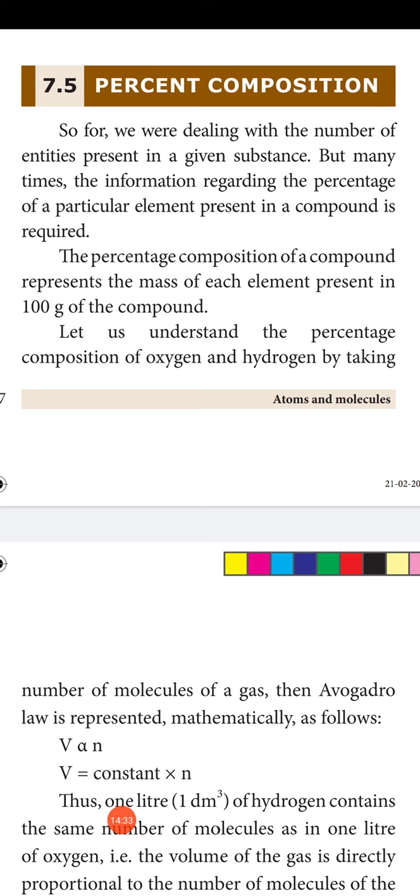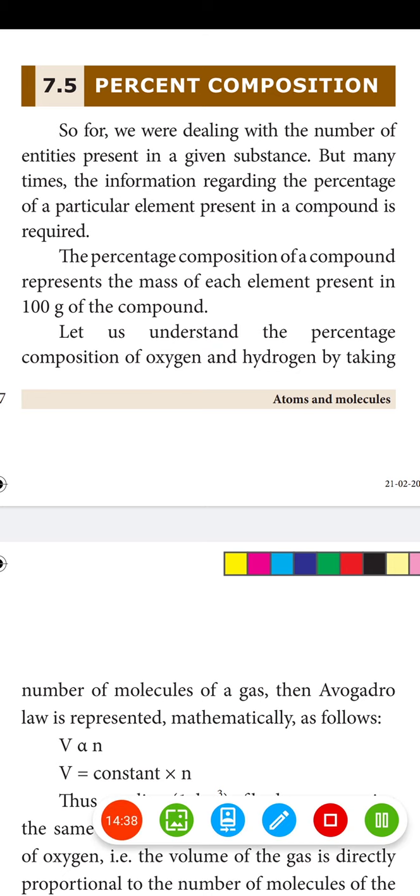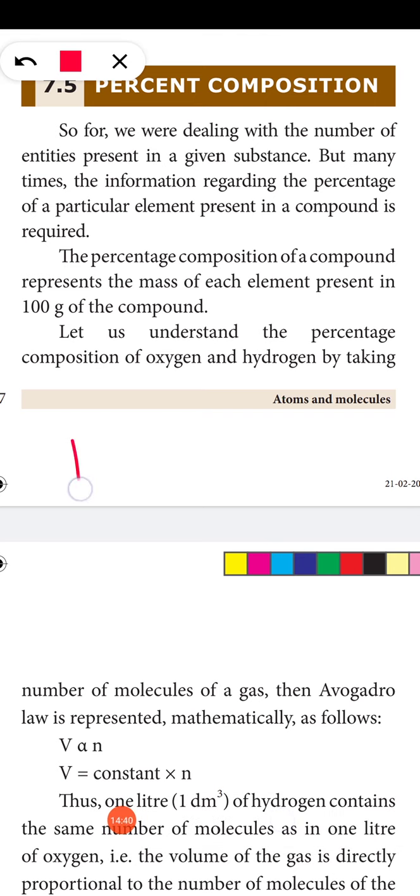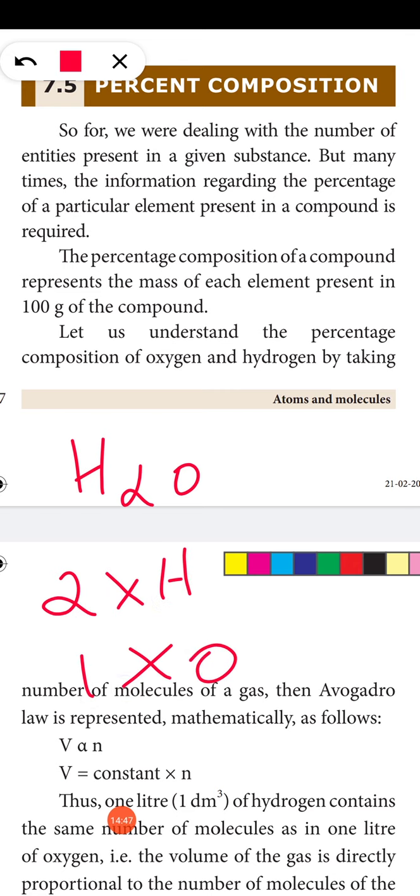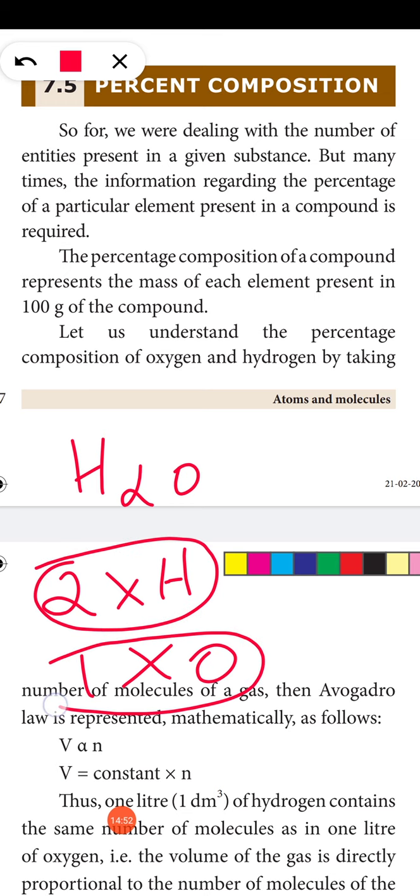For example, water. Water contains 2 atoms of hydrogen and 1 atom of oxygen. So H2O is made up of 2 atoms of hydrogen and 1 atom of oxygen. Now calculate the composition of hydrogen and oxygen present in water. How much percent oxygen is there and how much percent hydrogen is there; calculating that is percentage composition.